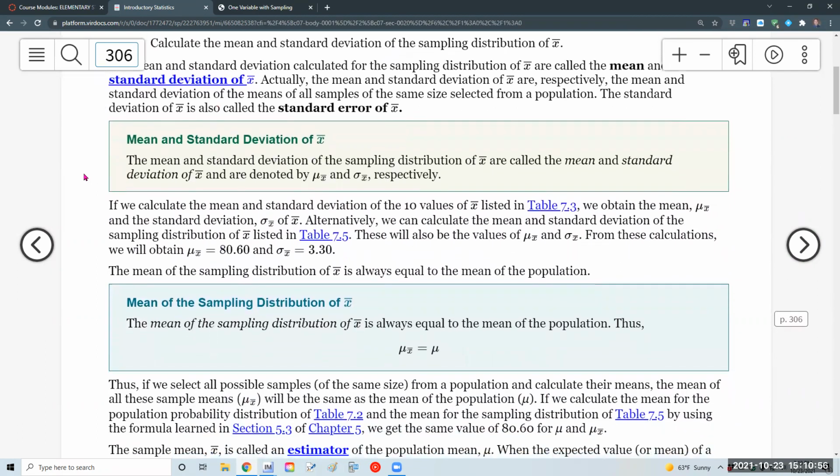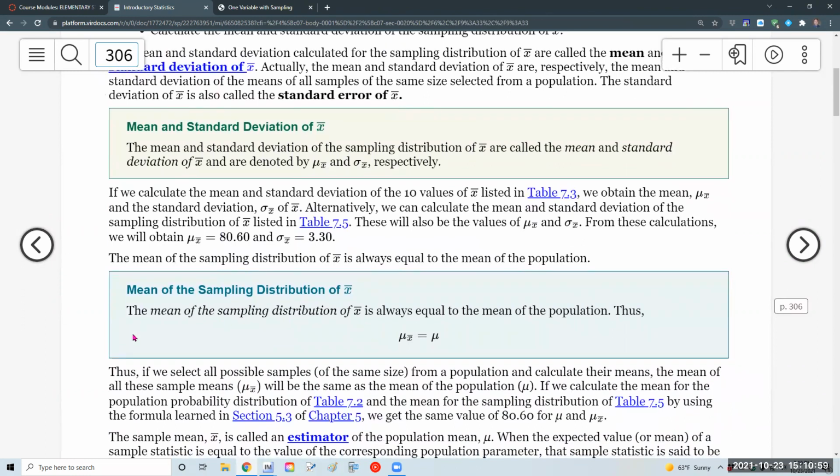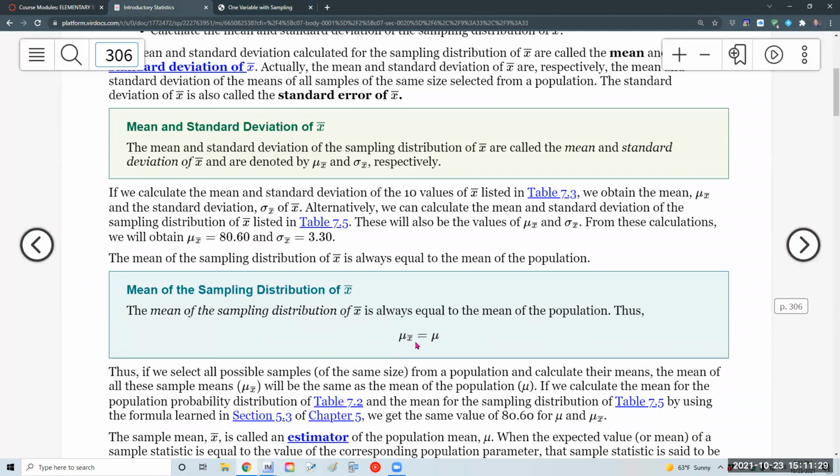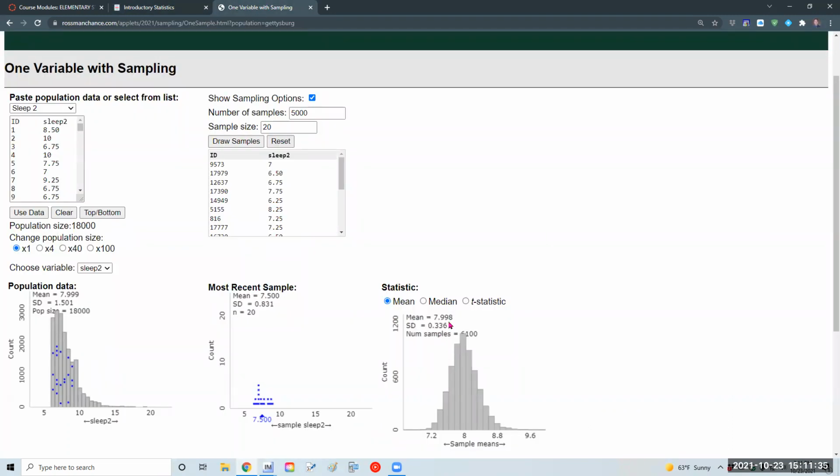The mean. So the first property of the sampling distribution of X bar is the mean, mu sub X bar. The mean of the sampling distribution of X bar is always equal to the population mean. What this means is that if we have the entire collection of all possible sample means of size 20 taken from this population, then if we average that collection of sample means, we're going to get a number mu sub X bar, and that number is equal to the population mean, as we can see is nearly the case here with our approximation.